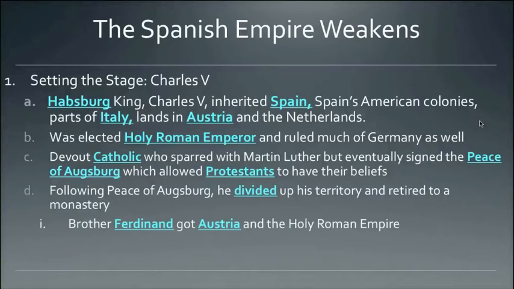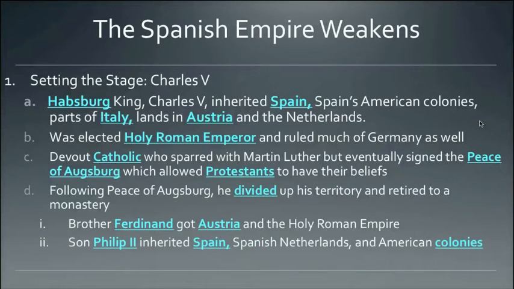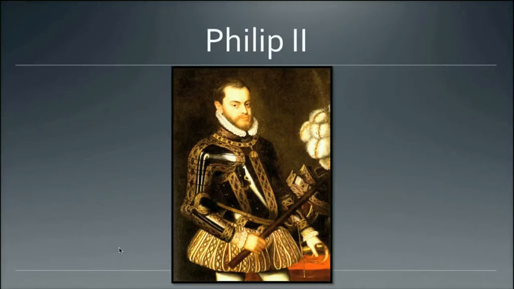His brother Ferdinand got Austria and the Holy Roman Empire, which is 2 pretty good pieces of land. However, you save the best land for your son, and that's exactly what he's going to do. So his son Philip II inherited Spain, the Spanish Netherlands, and all of the American colonies. These are 3 really wealthy pieces of property. So son Philip actually got the better end of this deal. And that's going to matter because naturally we're going to talk about Philip next.